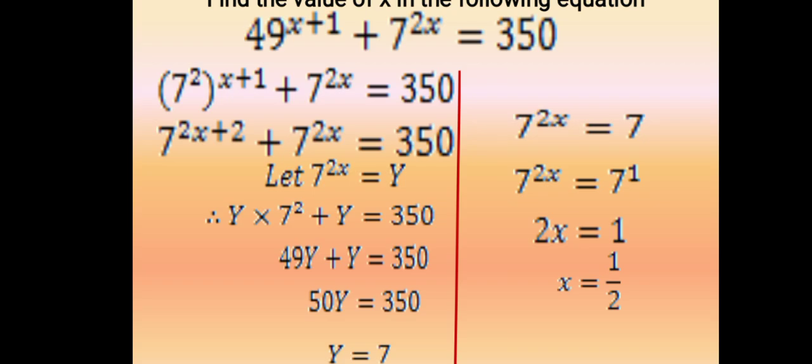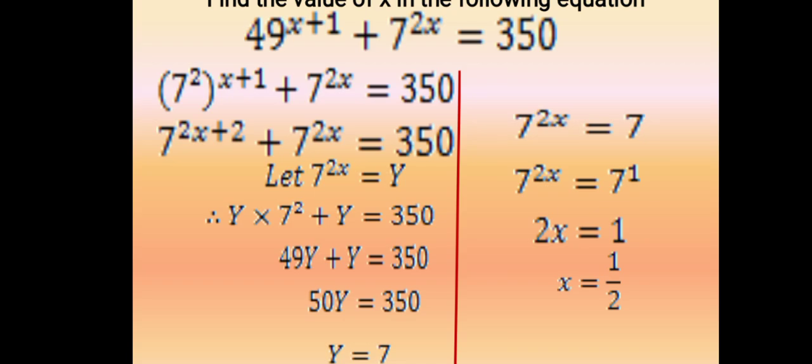Now we have 7 raised to the power of 2x plus 2 plus 7 raised to the power of 2x is equal to 350. Now, we shall assign 7 raised to the power of 2x a value. Let's say 7 raised to the power of 2x is equal to y.